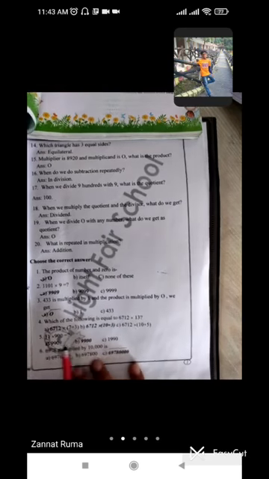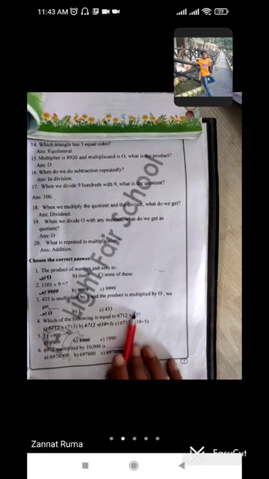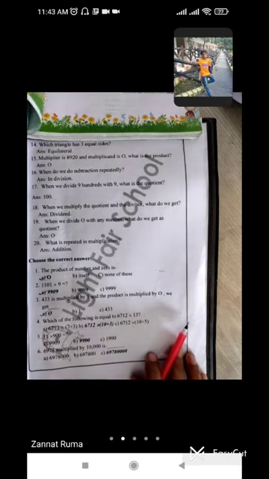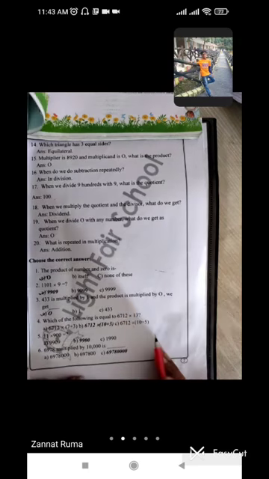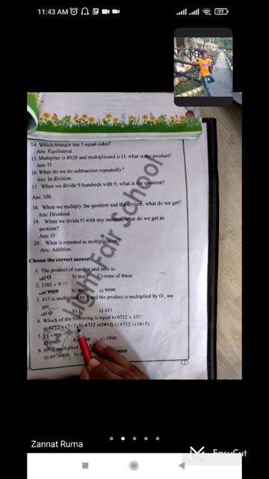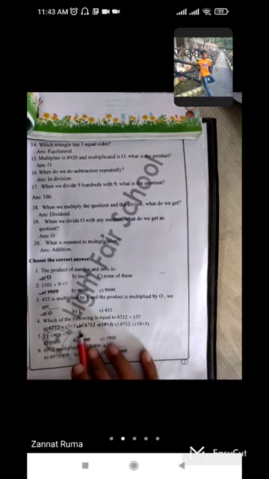Okay, now number 4. Which of the following is equal to, if we multiply it, then what will be? You can do a rough work to find this answer, but I will tell you the answer now. The answer is B. Number 4 is B.